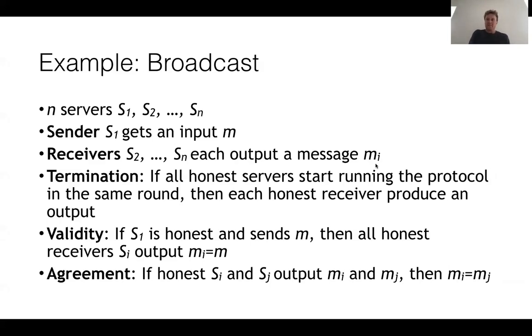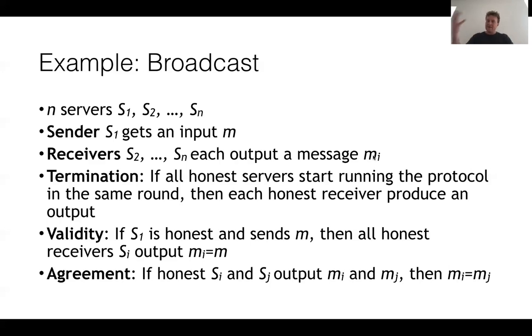First, there's a termination property which says, if all honest servers start running the protocol in the same round, then all honest servers will also output something eventually. Let's just say for now, they will do it in the same round. So after 7 rounds, they output something, okay? So there's a promise that they get started in the same round, but then they have to promise to also stop and output something. That means each of them will eventually have a well-defined m_i, whatever they outputted.